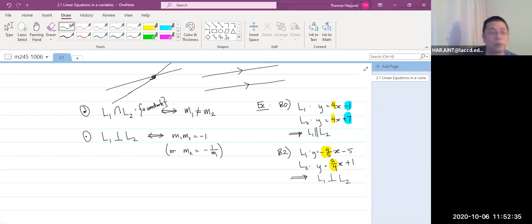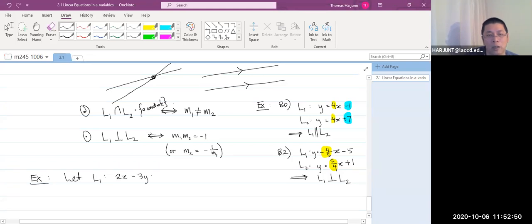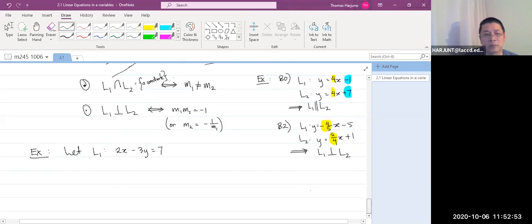Maybe one more example before I move on to the other topic. For example, let line 1 be 2x minus 3y equals 7. And line 2 parallel to line 1, line 2 contains 5, 3.